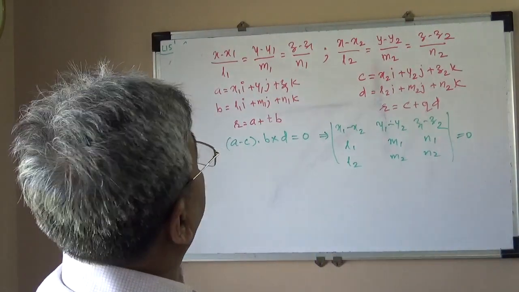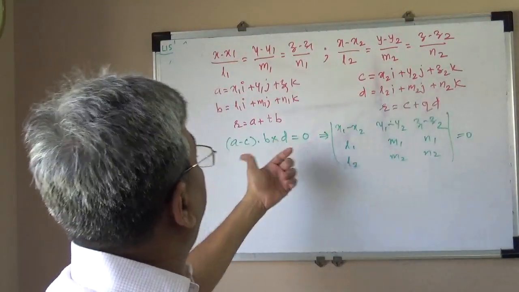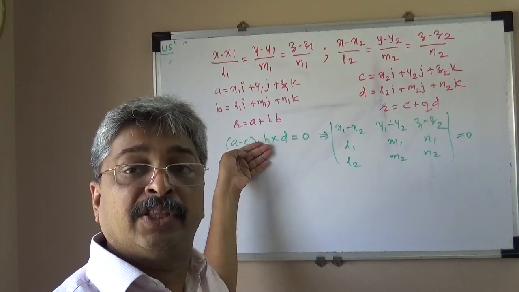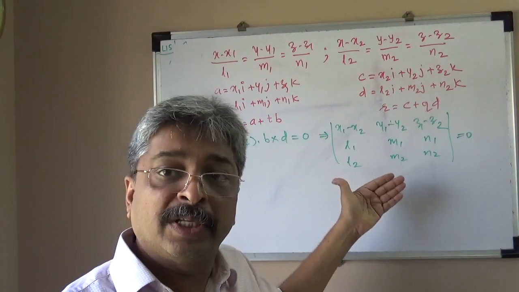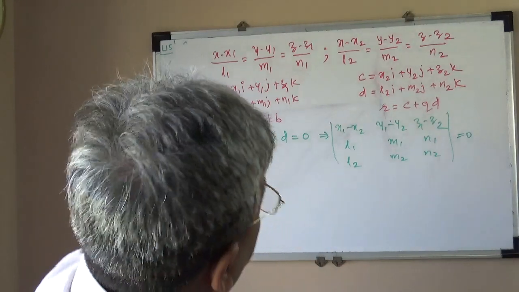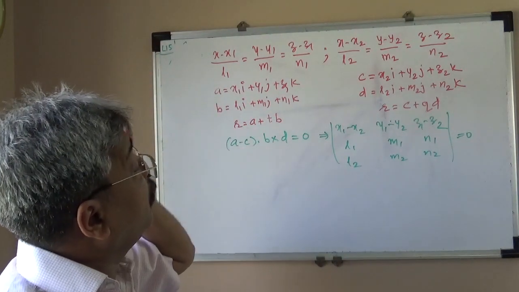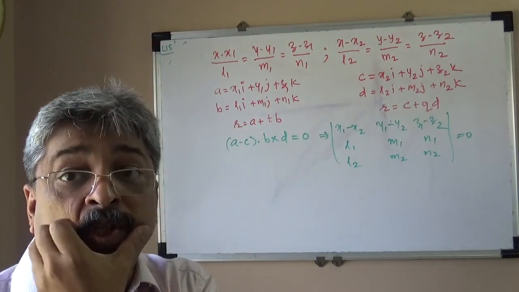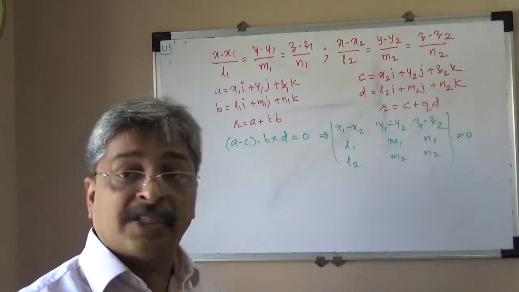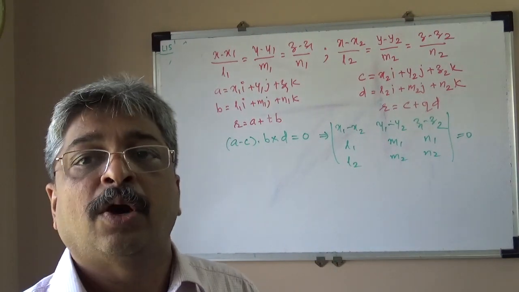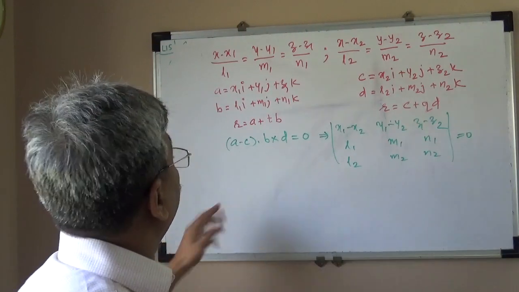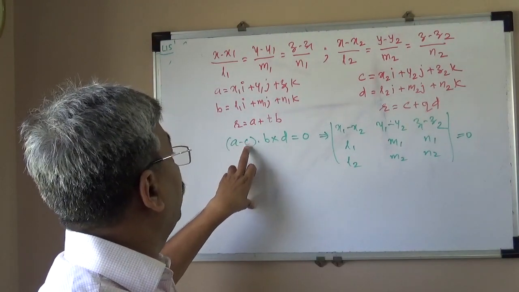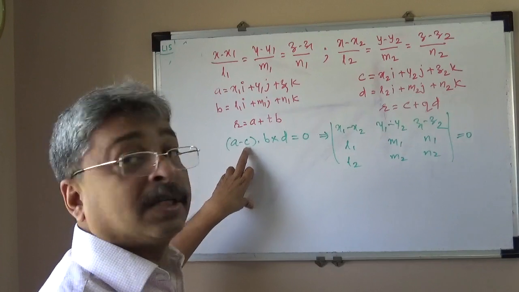So if this happens, then the two lines are coplanar. Now here, suppose the lines are given in this form and you are comfortable in dealing with this, then you need not remember this, you will automatically get it. Now suppose these two lines are coplanar, they satisfy this condition, and we want to find the equation of that plane, then you should either replace A by r or C by r.